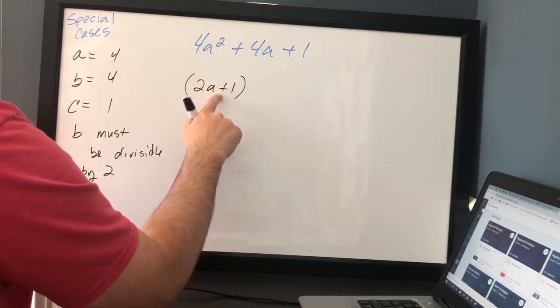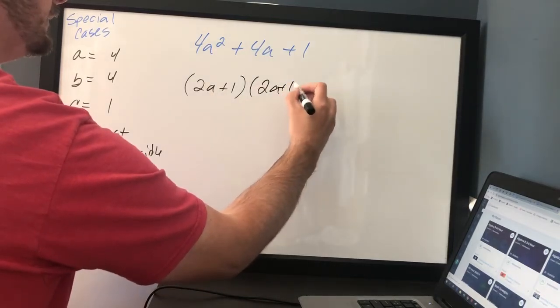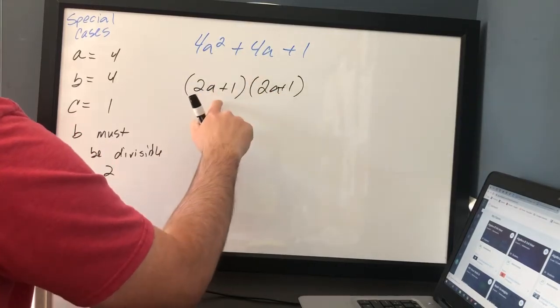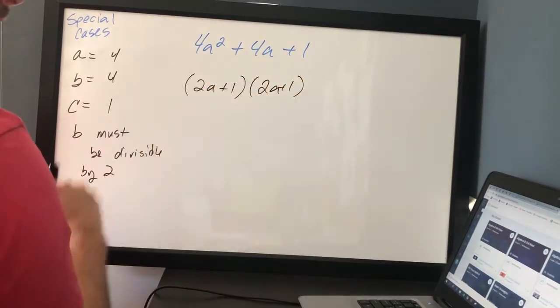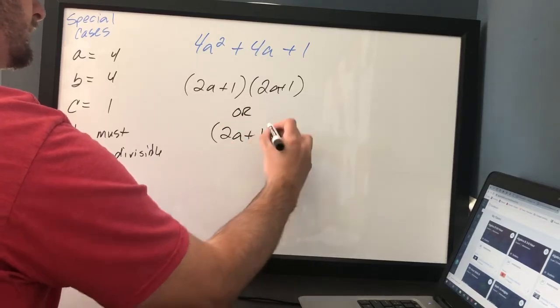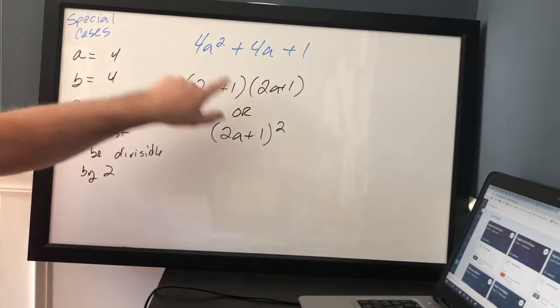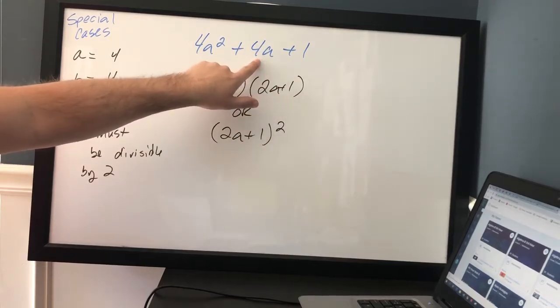This sign matches that sign. Notice how the plus and the plus match, okay? And then you just rewrite it again. 2a times 2a is 4a squared. 2a times 1 is 2a. 2a times 1 is 2a. You put them together, you get 4a, and 1 times 1 is 1. Okay, so you can write it this way, or you may see it written like this. Okay, and that again is a perfect square trinomial. Okay, in order for this to be possible, this has to be a perfect square. This has to be a perfect square. This must be divisible by 2.